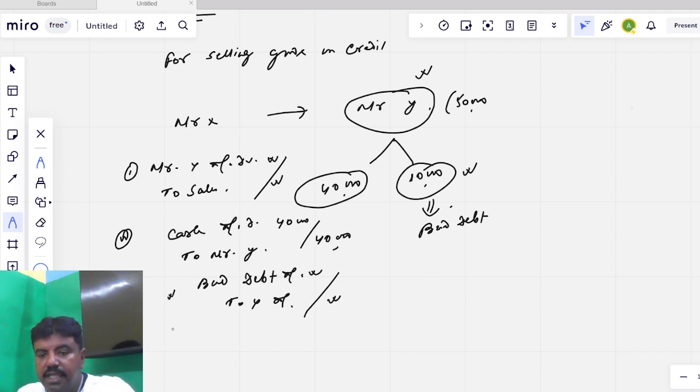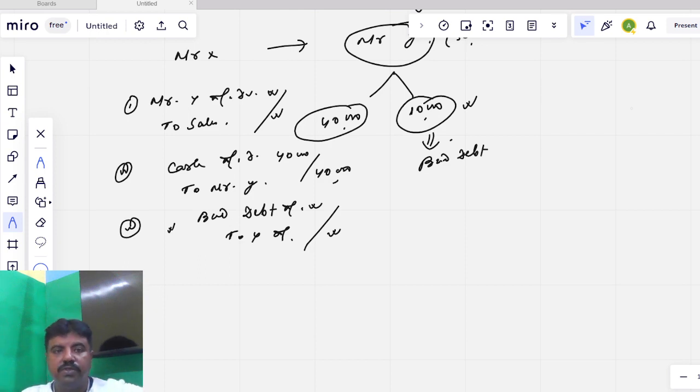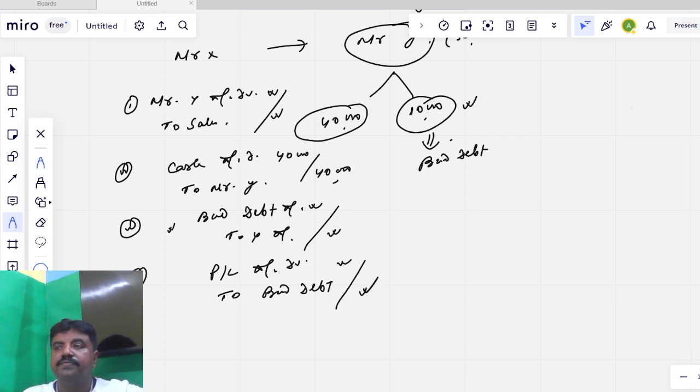Now when the accounting year ends, this bad debt needs to be closed. So bad debt will be transferred to which account? Profit and loss account. The closing entry will be profit and loss account debit to bad debt. Thus the bad debt gets closed. Is it okay? So the concept of bad debt is fine.